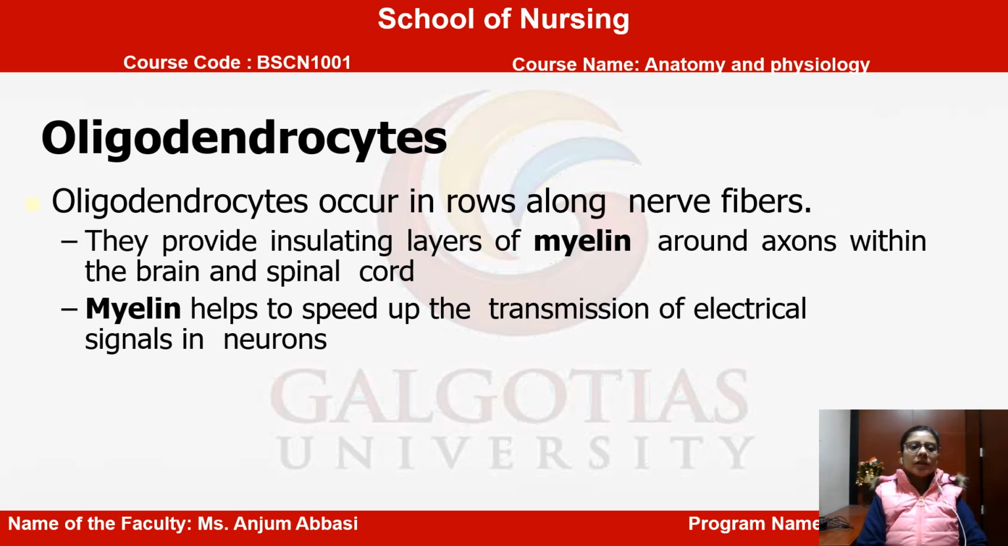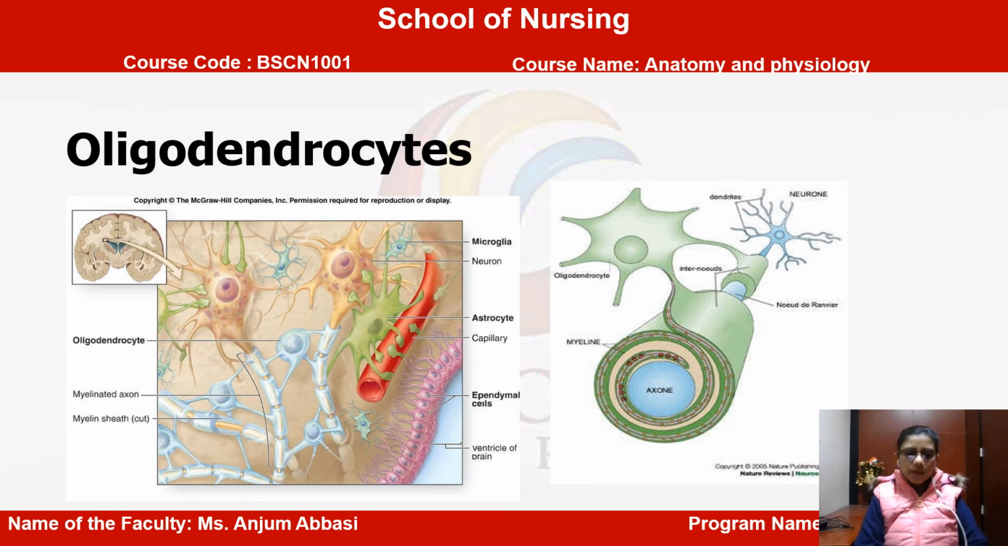The fourth type of neuroglial cell is the oligodendrocyte. Oligodendrocytes occur in rows along with the nerve fibers. They provide insulating layers of myelin around axons within the brain and spinal cord. Myelin helps to speed up the transmission of electrical signals in the neuron. In this slide, you can see the diagram of an oligodendrocyte.